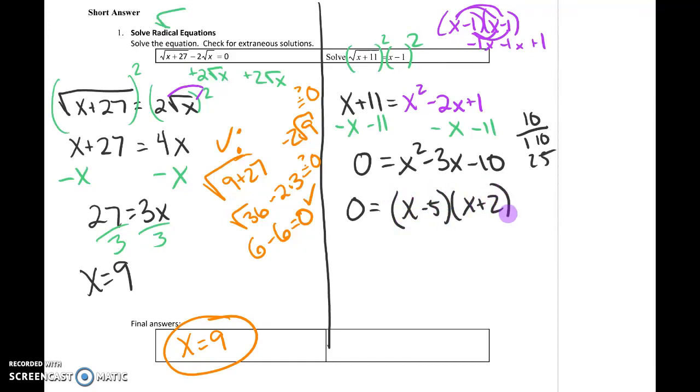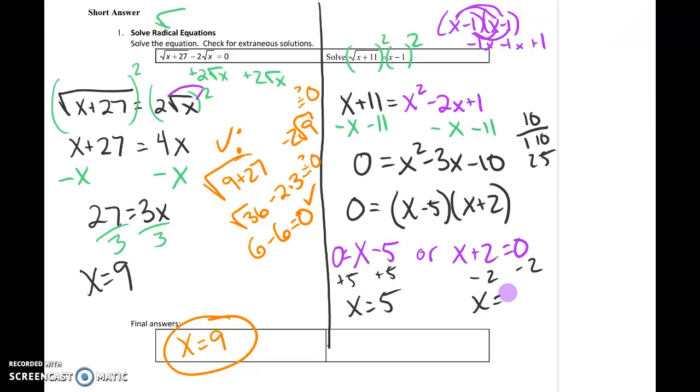Anyway, I know that this factors as x minus 5 times x plus 2. Which means I can now use the zero product property, and that will tell me that either x minus 5 equals 0 or x plus 2 equals 0. Then I can solve both of those. Add 5, x equals 5, or subtract 2, x equals negative 2.